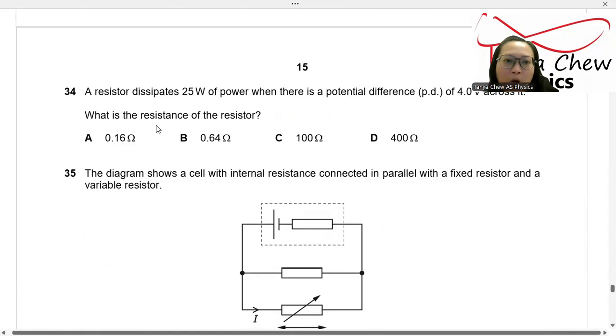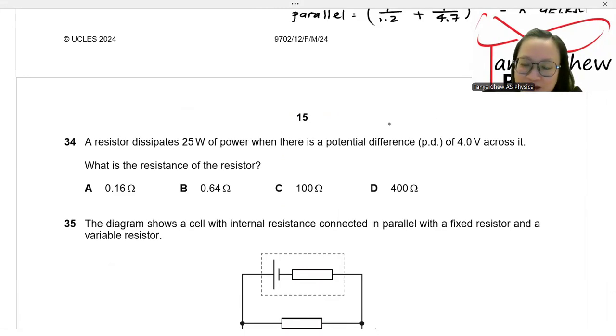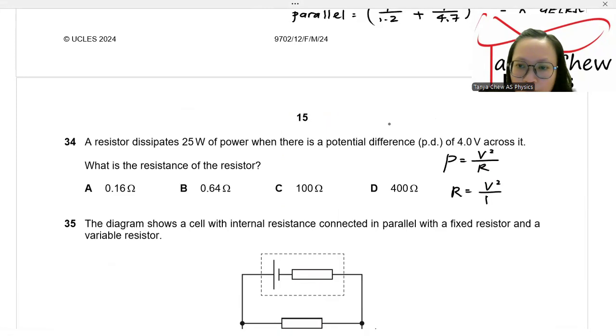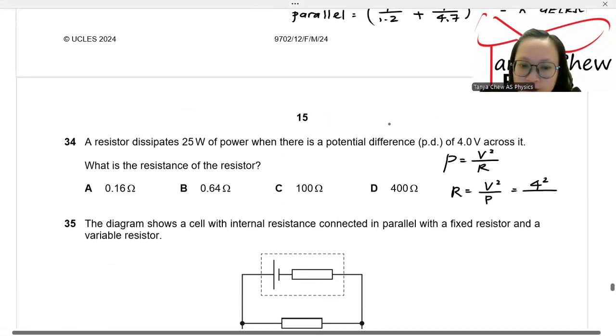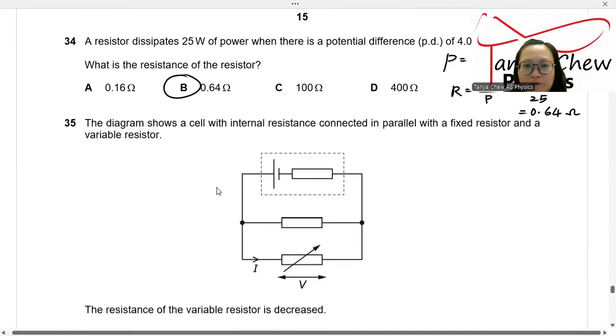Number 34, a resistor dissipated 25 watt of power when there is a potential difference PD of 4 volt across it. What is the resistance of the resistor? So when the power is given and you are asked to find the resistance, just use P equal to V squared over R. Easy. R is equal to V squared over P. 4 squared divided by 25, you get the answer right away, 0.64 ohm. Right away, B.